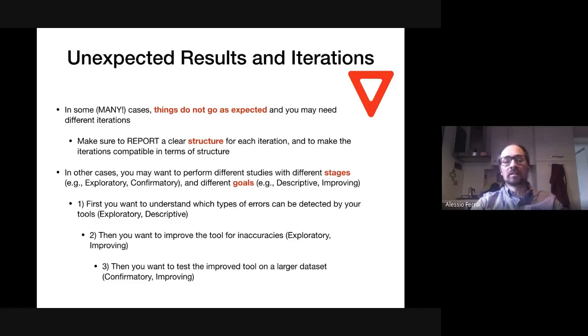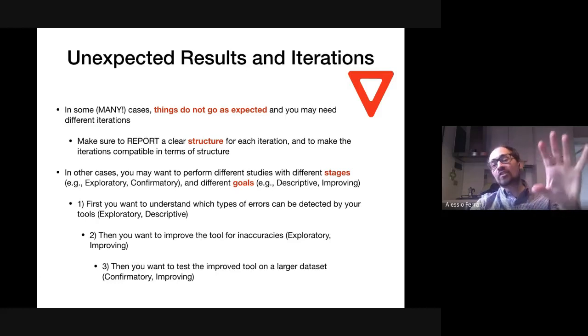So it is again exploratory, but you want to improve your tool to address inaccuracy problems, and then you want to test again the tool that you improved on a larger data set, and this is confirmatory and improving. This is just a terminological classification that allows you to identify the different flavors of the stages of a case study.